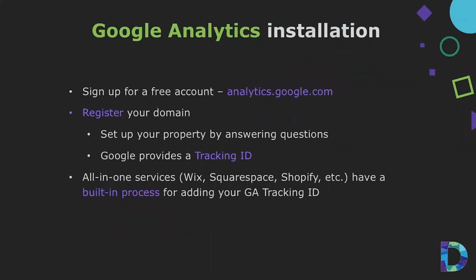So it's really important that we install and use Google Analytics once we have our site up and running. It's fairly easy to install. You simply sign up for a free account, and you register your domain with that account. You set up your property by answering a series of questions that'll appear on the screen. Very, very simple. And then when you do all that, Google will give you a tracking ID, which is basically a little snippet of code that you can install on your site.